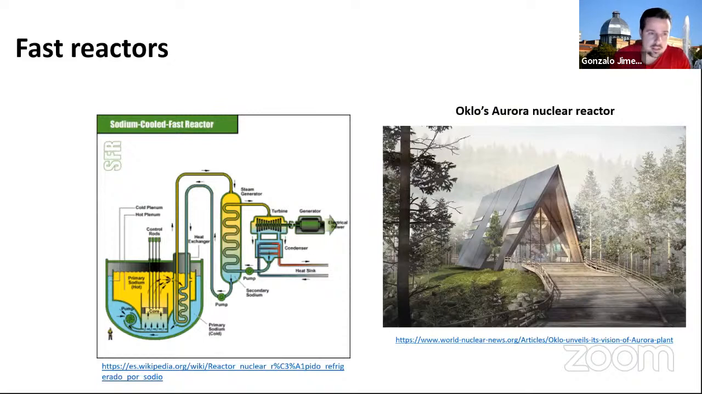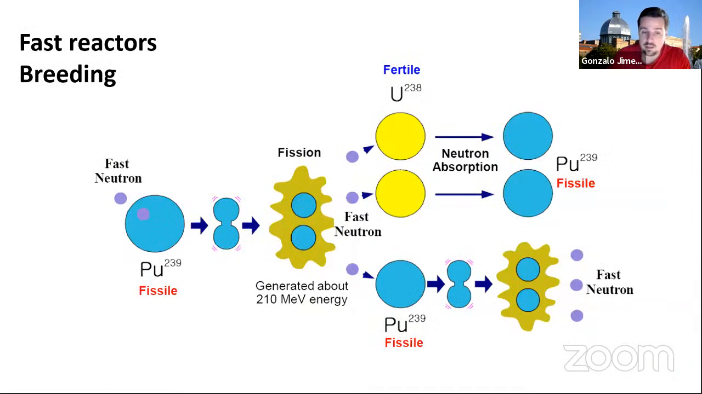So there are many designs of fast reactors around. Just to show you the Oklo Aurora, which is under development right now. And the fast breeding property is just to say that in this kind of reactor we can produce plutonium, which is indeed our fuel, thanks to the neutron absorption of uranium 238. So it means that if we do it very well, we can, at the end of the day, produce more fuel than the fuel we are consuming.